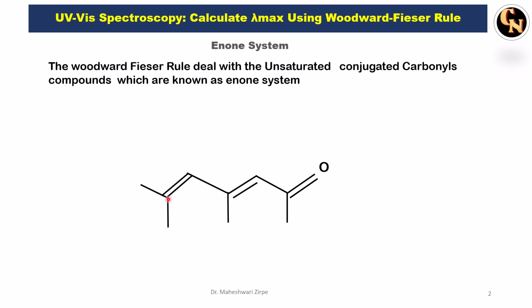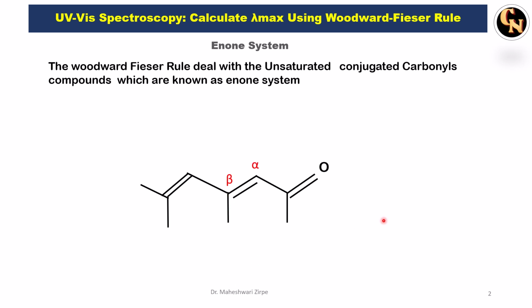This conjugation allows for strong absorption in the UV range. Because of conjugation, what happens? The absorption takes place very strongly in the UV range, primarily due to pi to pi star and n to pi star electron transitions.